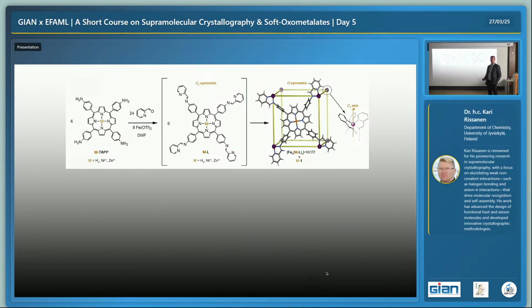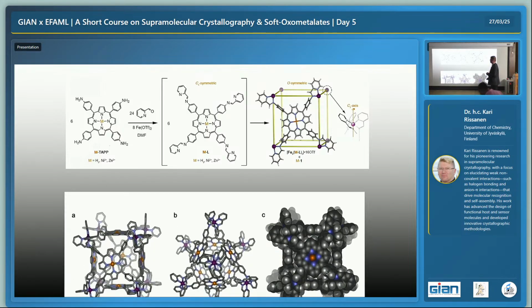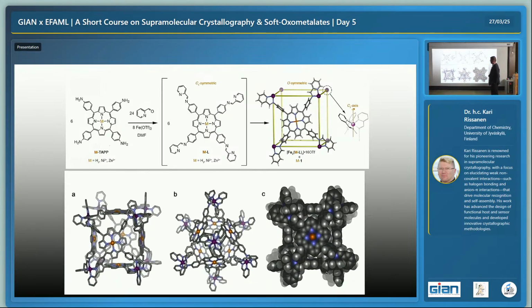And now, the X-ray structure is very important. Is it really a cube with no windows? And there is the X-ray structure. So this is one view. This is another view, and here we can see the CPK, or space-filling model. There are no windows. It's really a cube, really a box.